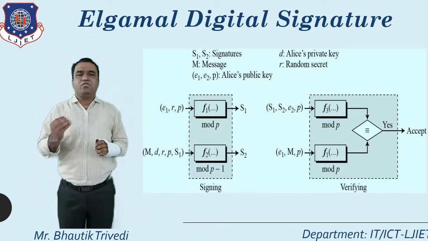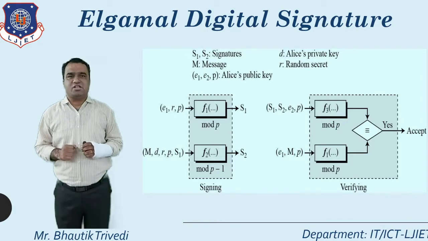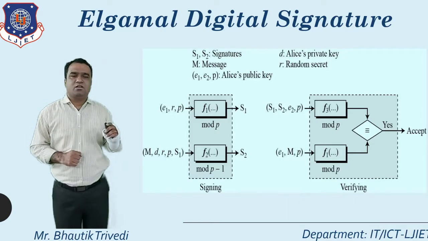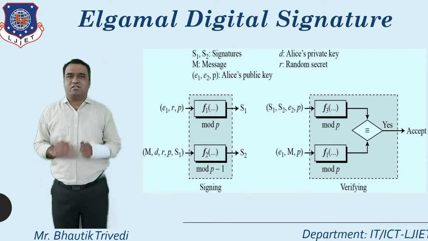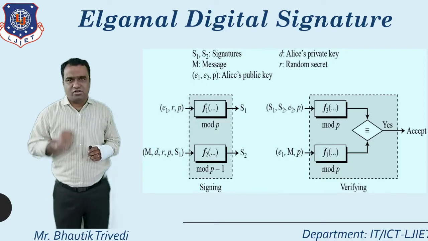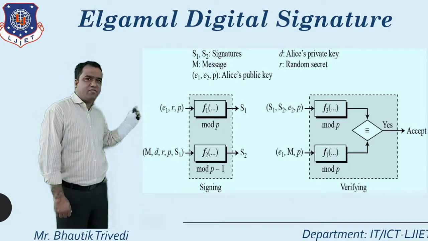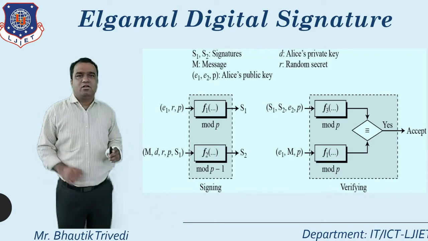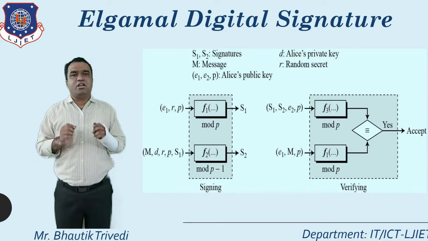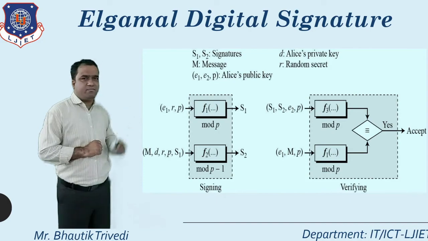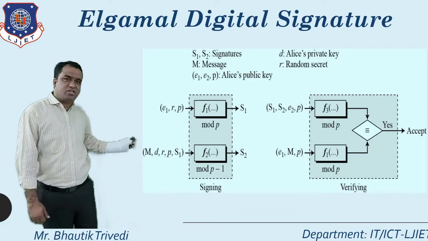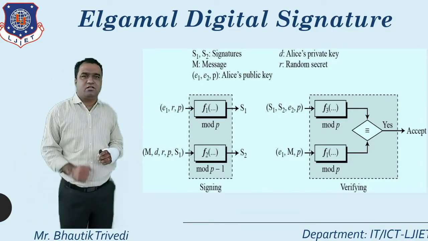Any digital signature generally passes through two stages. One is known as the signing stage, and the second is known as the verifying stage. The signing stage supports two functions, F1 and F2. Function F1 supports one operation, mod P. And function F2 supports one operation, mod P minus 1.